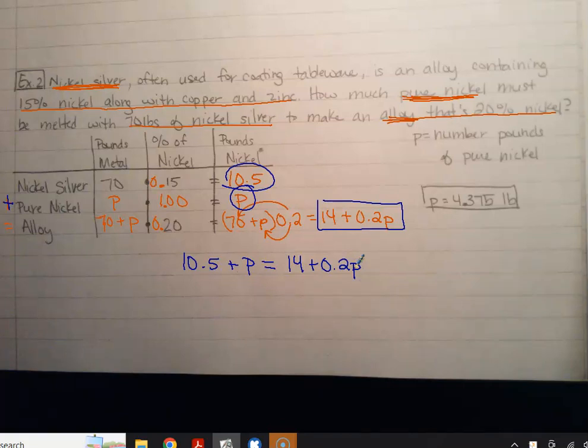All right, and you can solve that and find out the number of pounds of pure nickel. You can solve this equation. You have a P on the left and a P on the right. You have to get like terms together. You have 10.5 and 14. Get those like terms together as well and solve for P. And you should get that P equals 4.375 pounds.